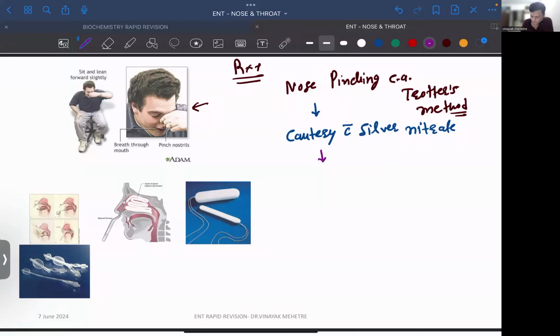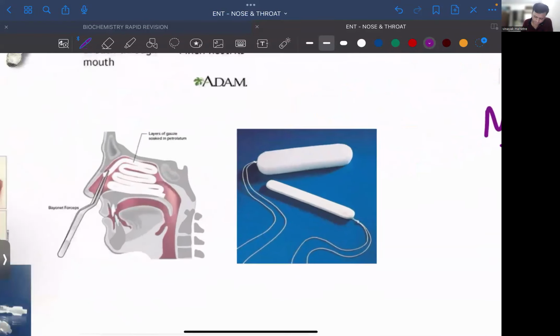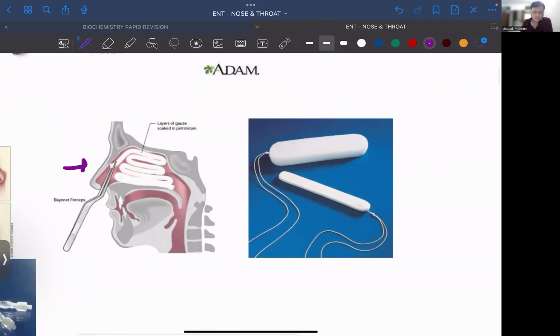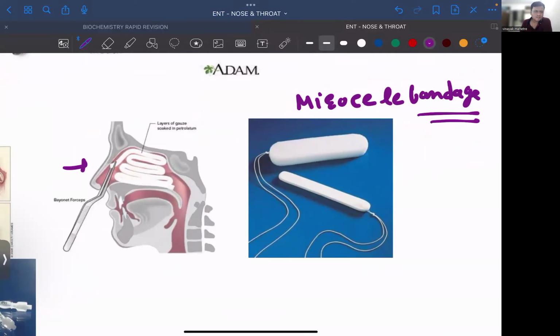That is called as nose packing. What will we do? We will pack the nose. How will we pack? We will put something inside the nose. That is called as nose packing. Okay, we will take a Mirosil bandage. We will soak this bandage in the NS and then put it inside the patient's nose.